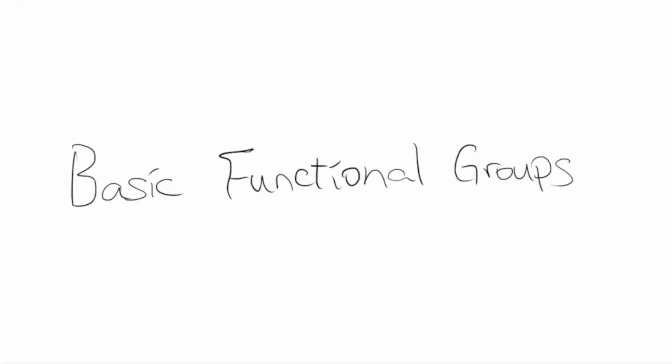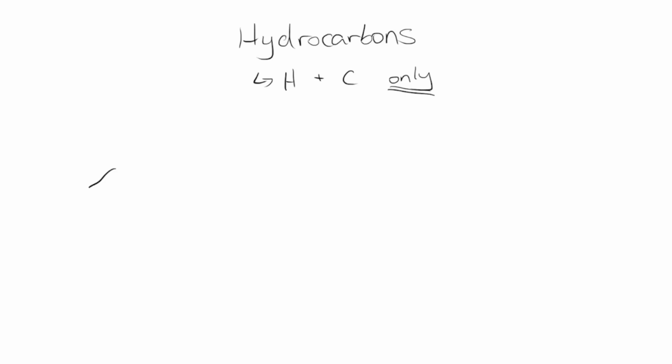With this framework, we can now quickly run through the basic functional groups. In this video, I will not be talking about their respective chemistry, but they will be covered in future videos. The most basic functional group is the hydrocarbons. By definition, hydrocarbons contain hydrogen and carbon atoms only, and are the building blocks of organic chemistry.